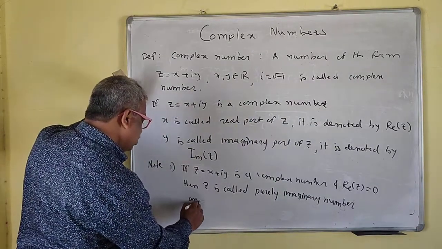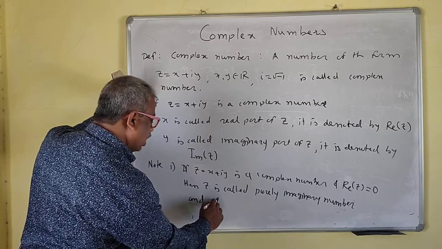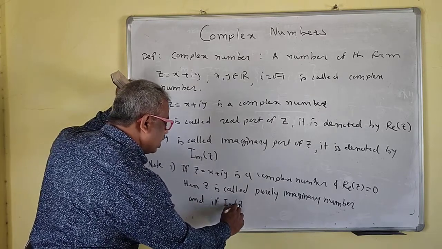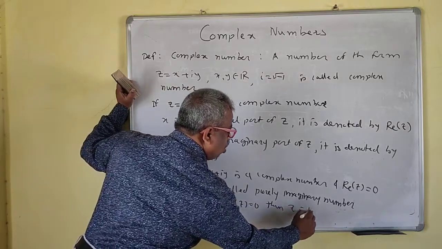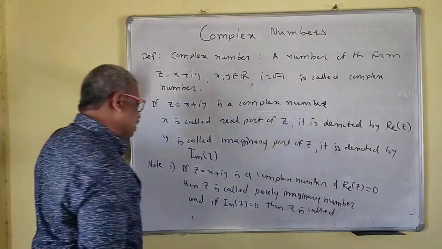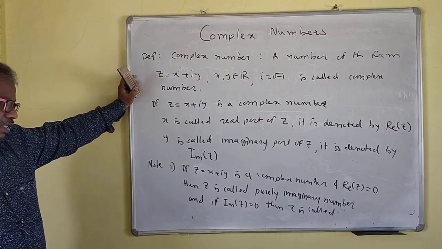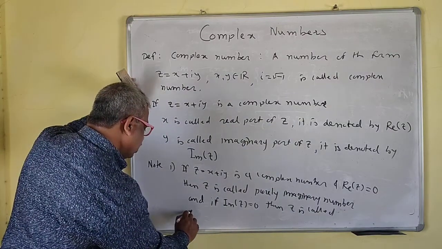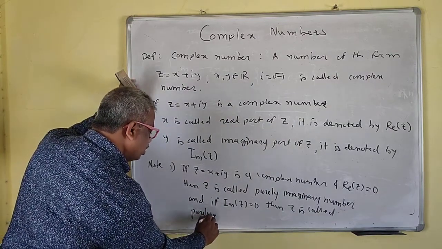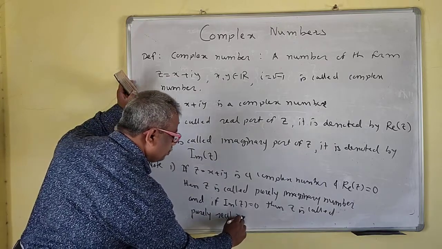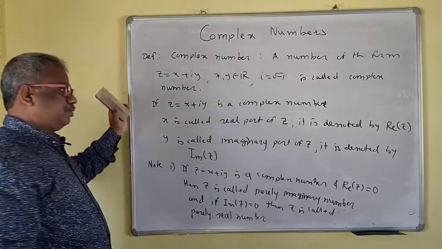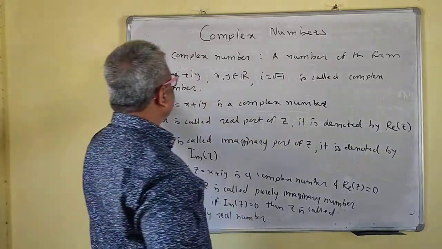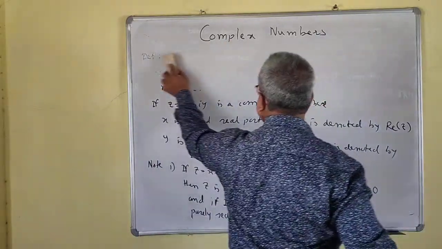And if the imaginary part of z is equal to 0, that means y is 0, then z is called a purely real number. That means, so we'll see some examples.